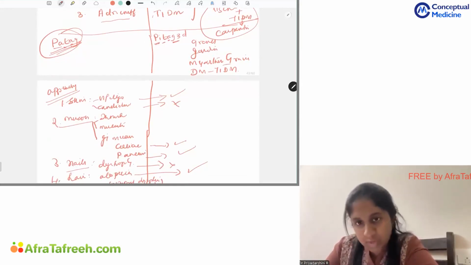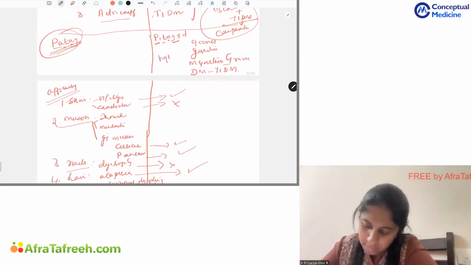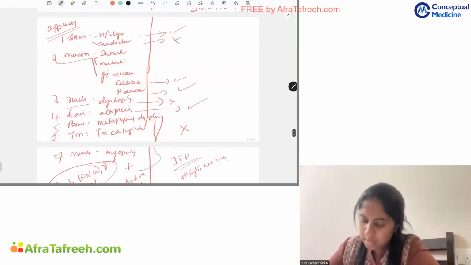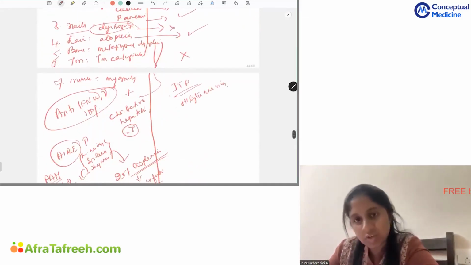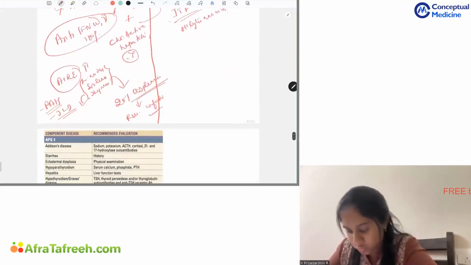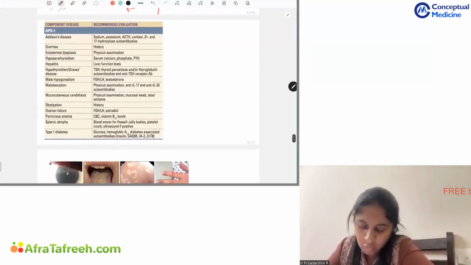P is hypopituitarism. And they may not have candidiasis and nail dystrophy. ITP and hemolytic anemia are a bit common in APS type 2. So this is about APS type 1. I have told you about it.